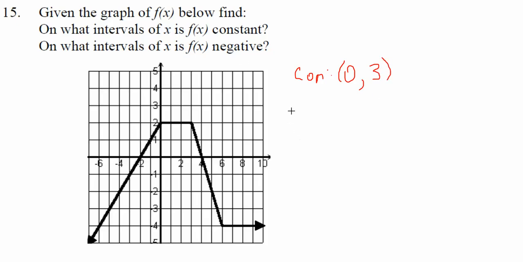Now what's the negative? That's going to be everything below the x-axis. So it's below from negative infinity until negative 2. It goes above the x-axis for a little while and then dips back under the x-axis from 4 to positive infinity.